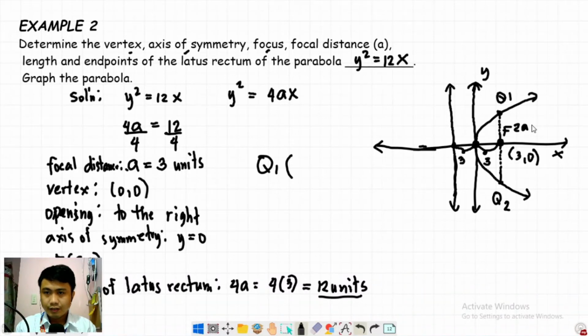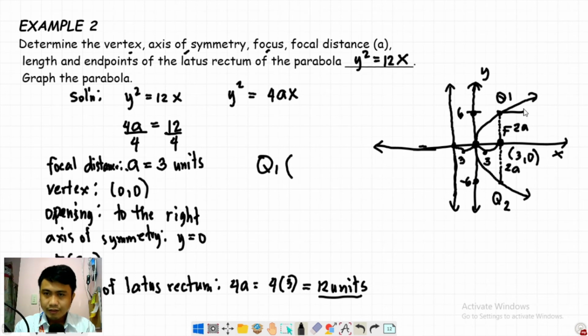2A. Since we started at 0, 2 times 3 is 6. This point is 6. There is also one on the other side, it's negative 6. Okay? I hope you got that. So this is 2A, and 2 times 3 is 6. On the other side, negative 6.